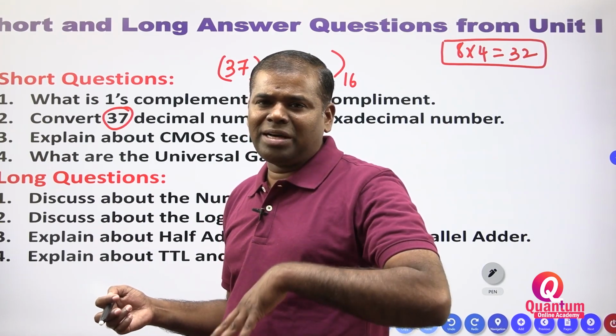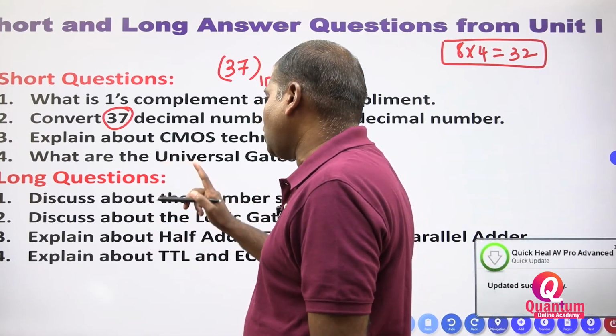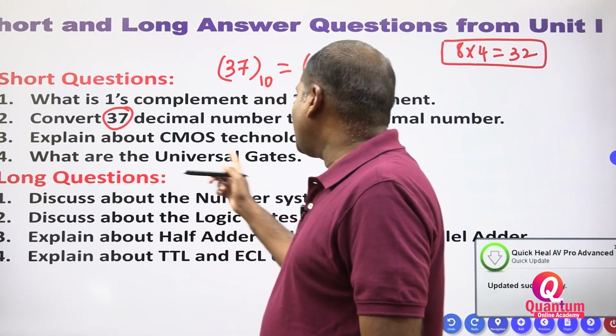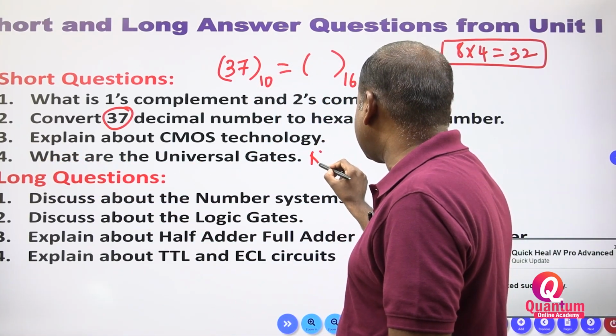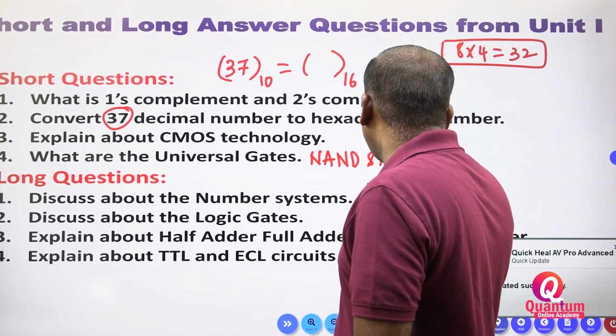Whatever the technology is, TTL technology, CMOS technology, or ECL technology, that technology you have to use. Next, what are the universal gates? The NAND gate and NOR gate are the universal gates.